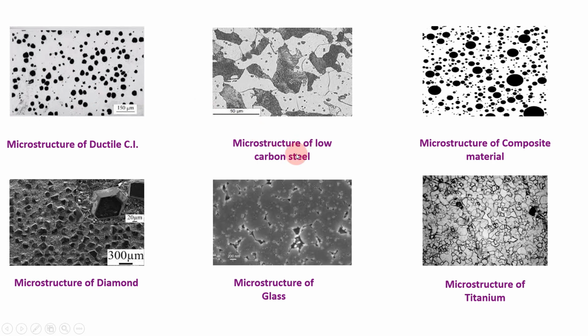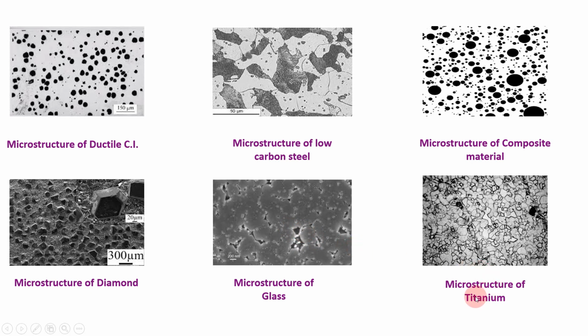Then microstructure for low carbon steel, generally we say mild steel. Now how does it look? Then microstructure of composite material, you can observe the image. Then microstructure of diamond, if you see diamond under a microscope, it will look like that. Similarly, microstructure of glass, which is an amorphous material.